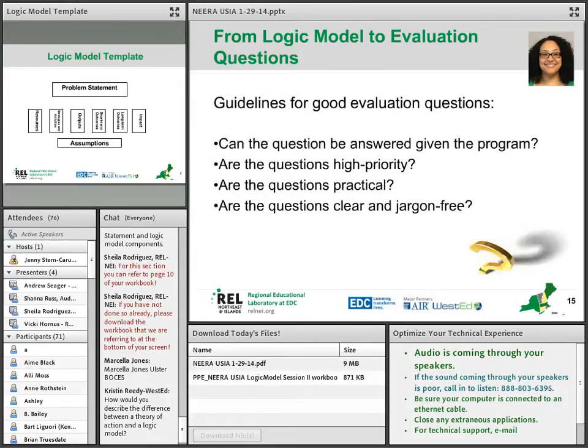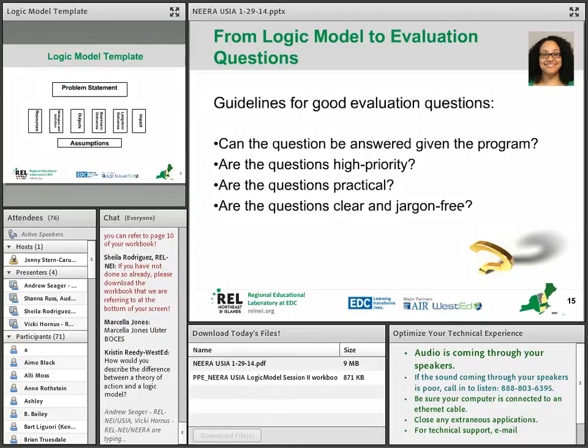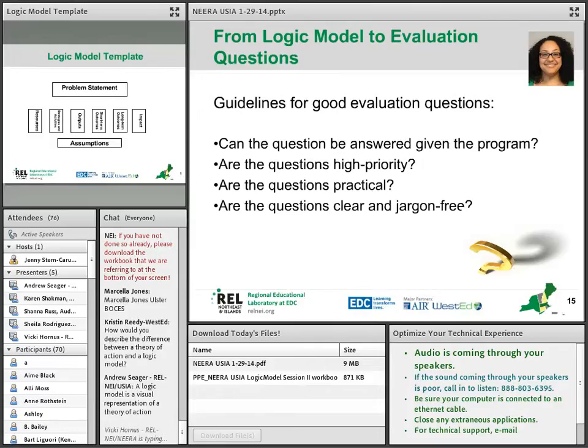Now, regardless of the types of questions, there are some guidelines that you need to consider for all evaluation questions. You need to ask yourself these 4 questions. Can the question be answered given the program? One of the main reasons for building a logic model as part of the program evaluation is to determine what questions are appropriate based on the program. By describing what the program is, the logic model helps determine what is appropriate to evaluate.